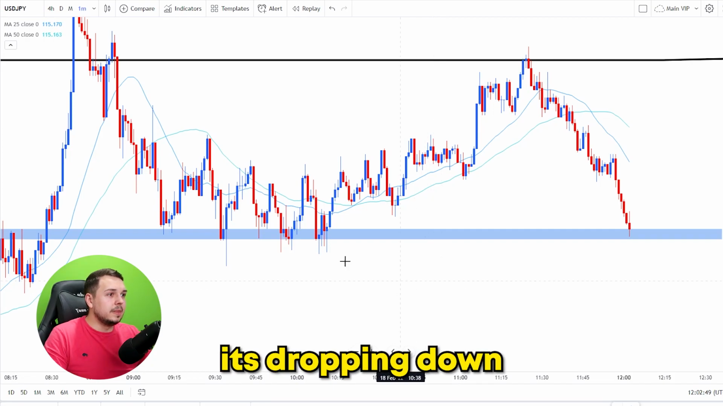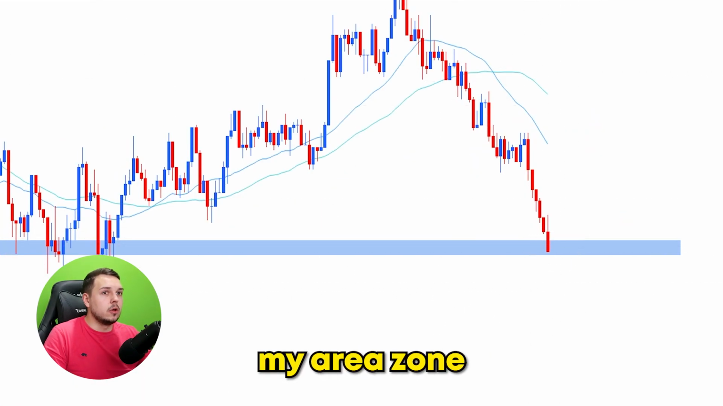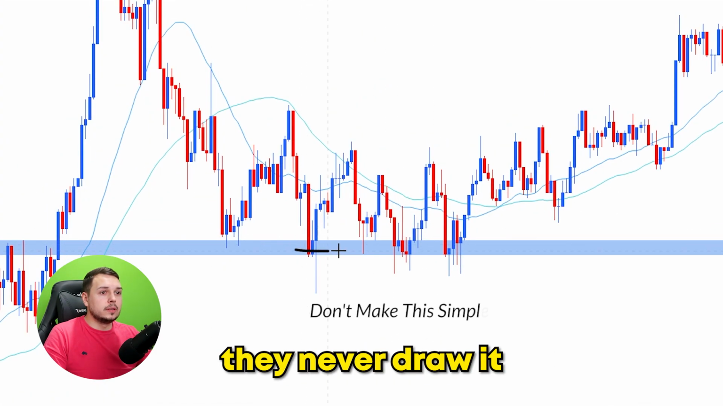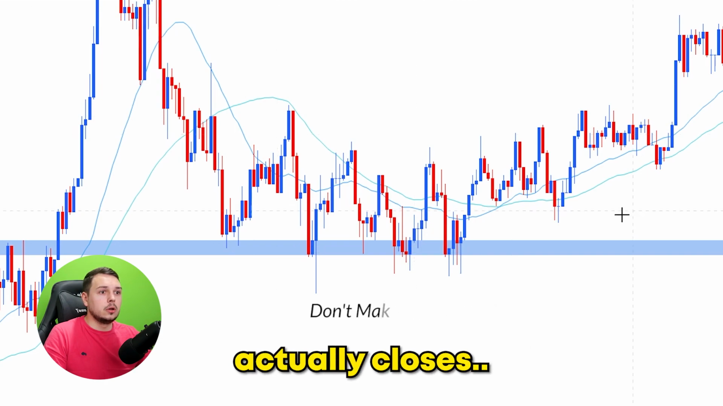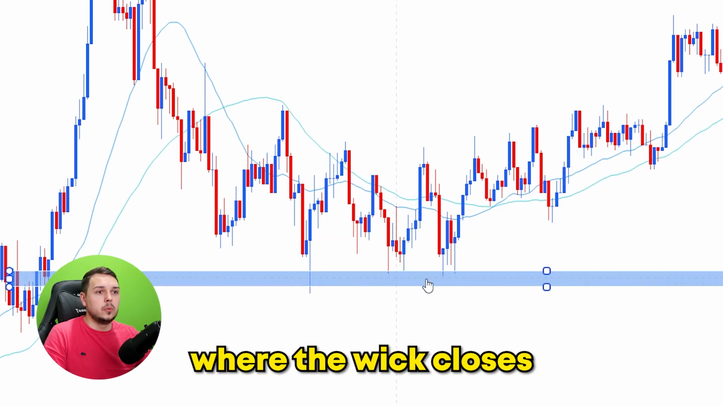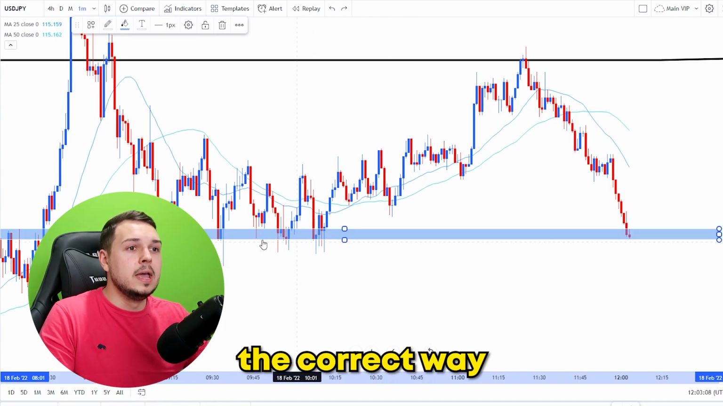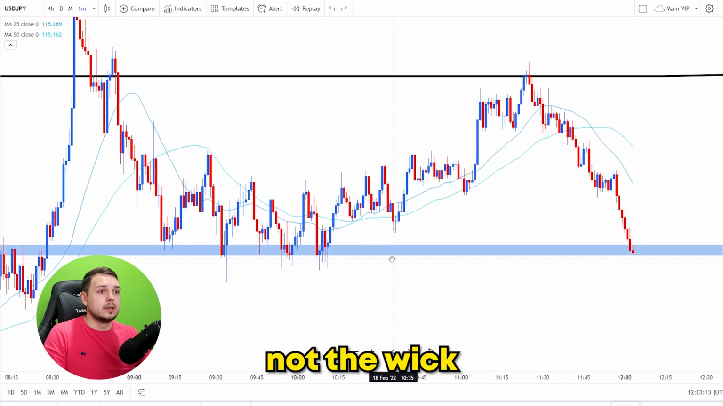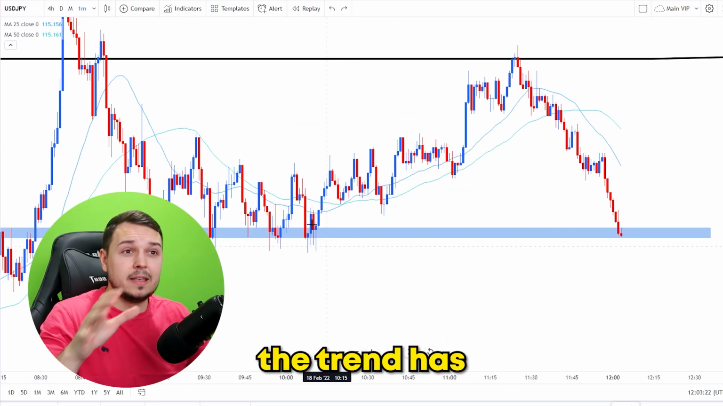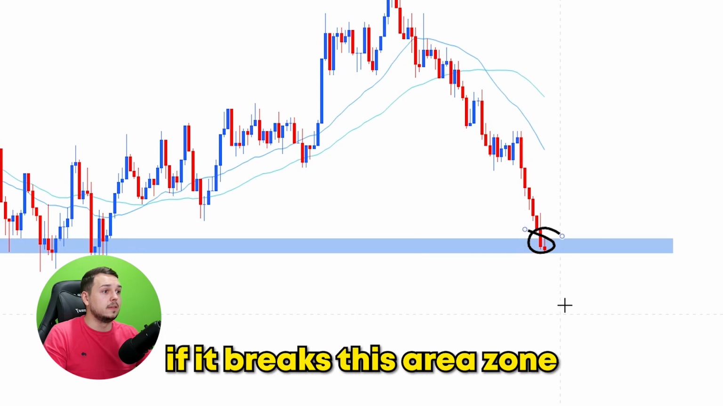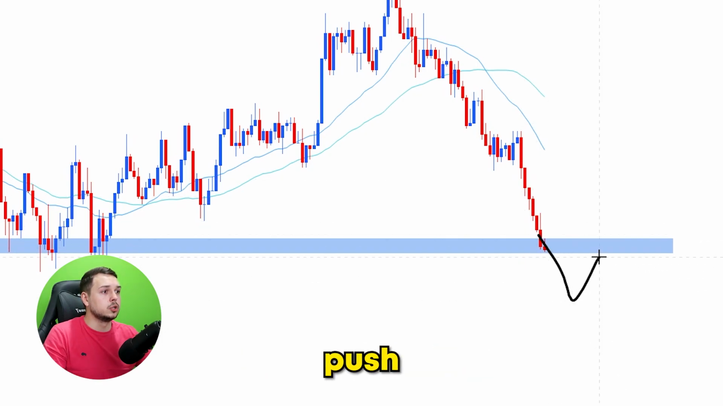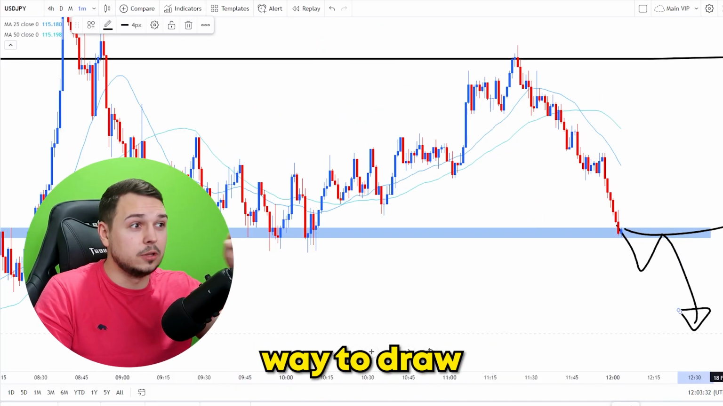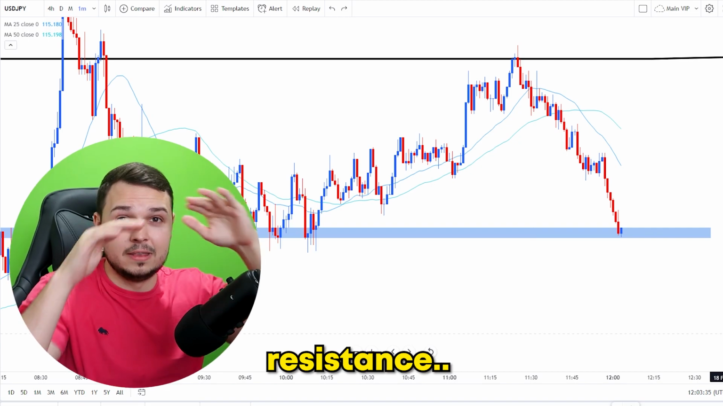As you can see, it's dropping down and it's touching my area zone finally. And a lot of beginners draw support areas wrong. They never draw it like me, where the candlestick actually closes. They draw somewhere over here where the wick closes, which is not the correct way. The candlestick closure is the correct support way, not the wick. Once this is broken, the trend has been confirmed, and then let's say if it breaks this area zone, which probably will, push exhaustion to the previous area, we are moving down. This is the correct way to draw support and resistance lines.